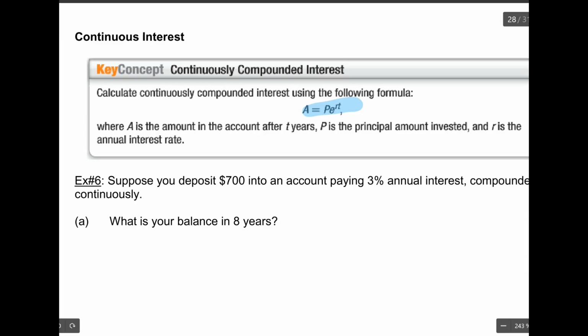A equals P e^(rt). P is the principal, how much you started with. E is just an exponent, 2.7, whatever; you have it in your calculator. R is the rate, written in hundredths, and T is time.